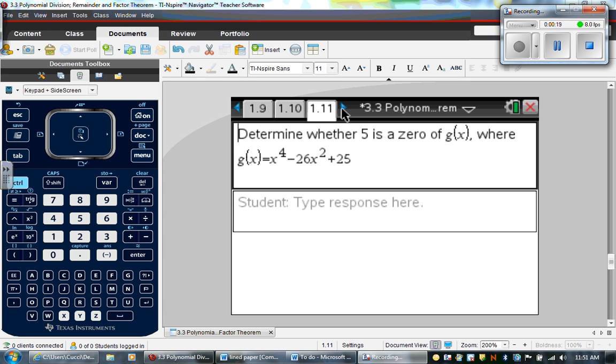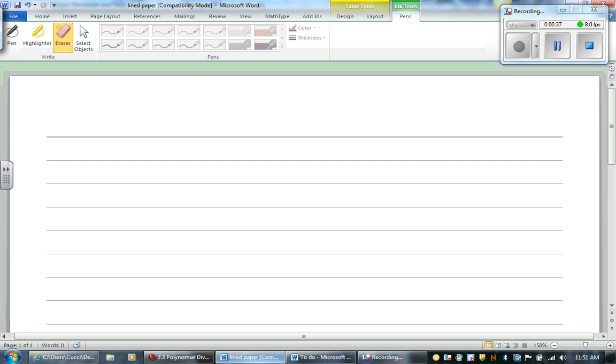Okay, so the question is asking for us to determine whether 5 is a 0 of g of x, where g of x equals x to the fourth minus 26x squared plus 25. So what we're going to do is use synthetic division in order to determine whether or not that works. I'm going to open up some paper here. And since we're determining if 5 is a 0, we're going to have 5 as our c value.